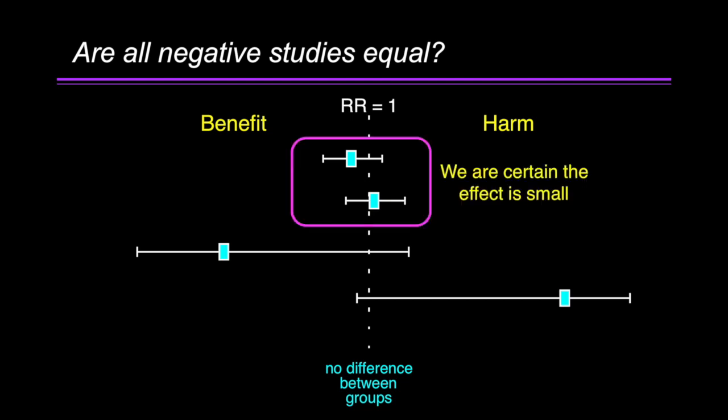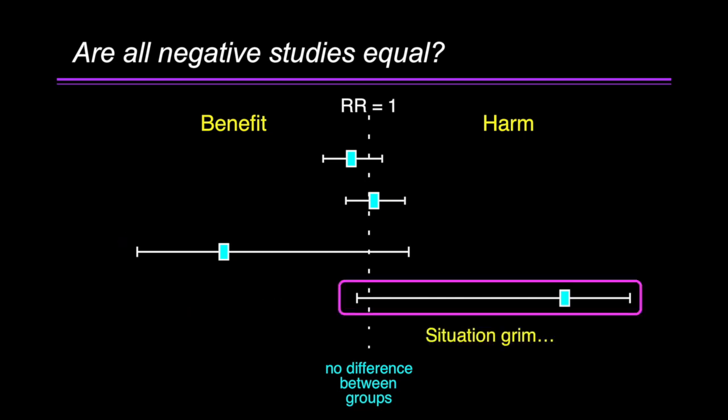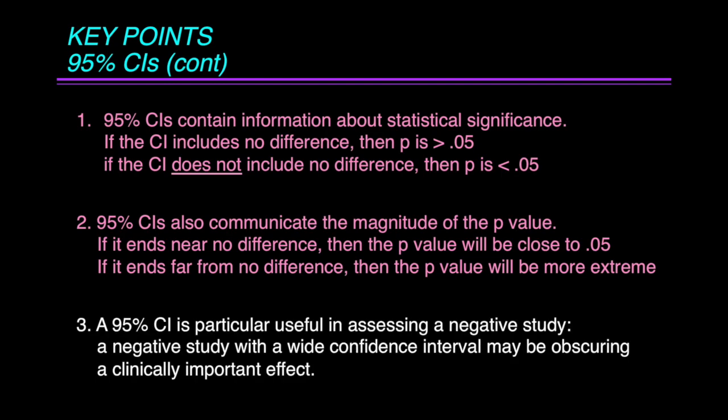These first 2, we're very certain that the effect is small in either direction. It's tiny. But this third one, there might be something worth exploring here. Looks like most of the confidence interval is benefit, and the main estimate of the effect size is very beneficial. While this fourth one, wow, that situation is grim. No reason to study that any further. That looks like that dog won't hunt. So that's the third point. A 95% CI is particularly useful in assessing a negative study. And a negative study with a wide confidence interval may be obscuring a clinically important effect.